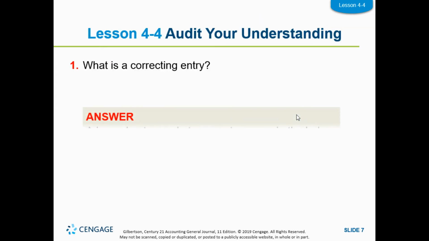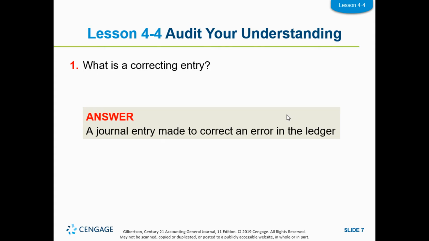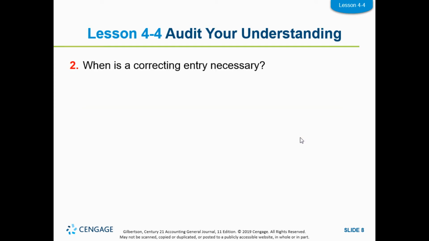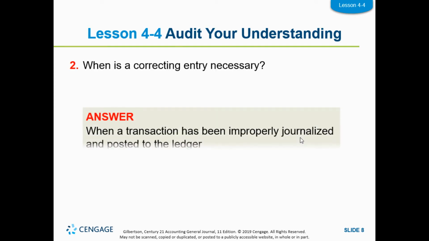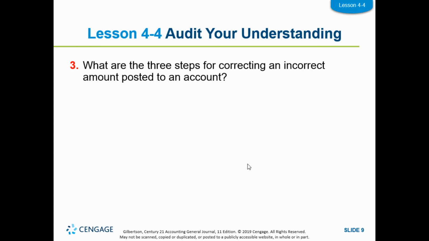What is a correcting entry? A journal entry made to correct an error in the ledger. That's a correcting entry when we mess up in the journal. When is a correcting entry necessary? When a transaction has been improperly journalized and posted to the ledger. Journalize is the emphasis there. We journalized it and posted it. Otherwise, it needs a correcting entry.